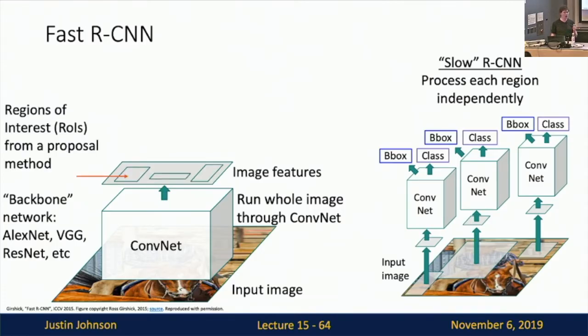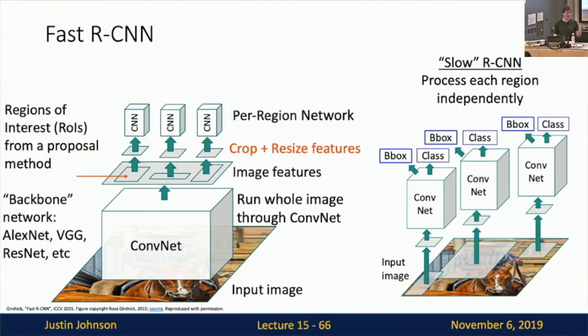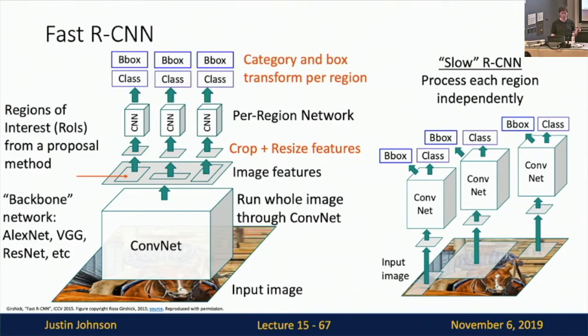Now we're still going to run our region proposal method, like selective search, to get region proposals on the raw input image. But rather than cropping the pixels of the input image, we're going to project those region proposals onto that convolutional feature map, and then apply cropping on the feature map itself, rather than on the raw pixels of the image. So we'll do this cropping and resizing on the features coming out from the convolutional backbone network. And then we're going to run a tiny, lightweight per region network that will output our classification scores and our bounding box regression transforms for each of these detected regions.